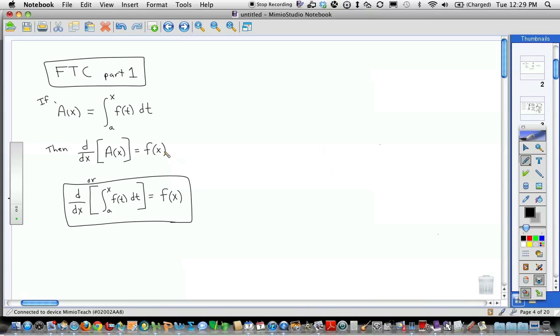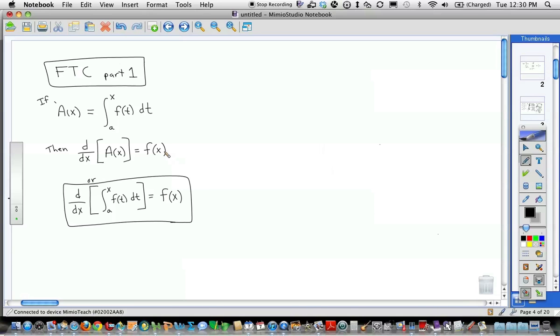Your book's authors consider this the more important part of the fundamental theorem. It's the concept part. It's the big idea part, okay? Some books would call this part 2 of the fundamental theorem because it's not all that useful to do problems with. Part 2 of the fundamental theorem, which we're going to learn at the end of the period today, is much more useful, but it isn't. It's a result of part 1, and so that's why in this book they call this part 1.